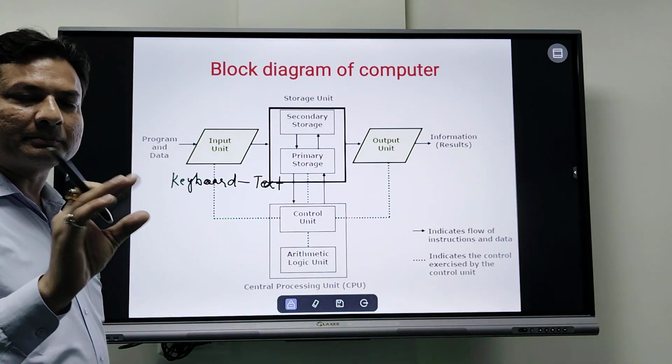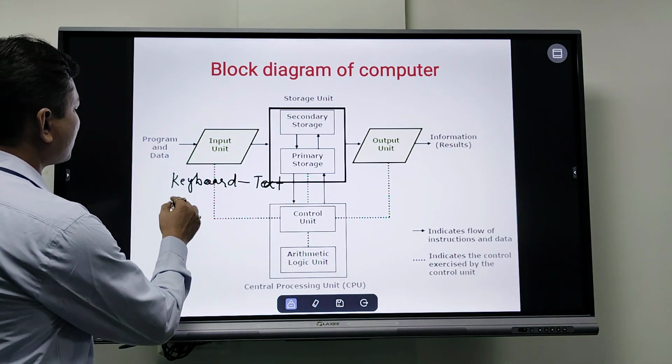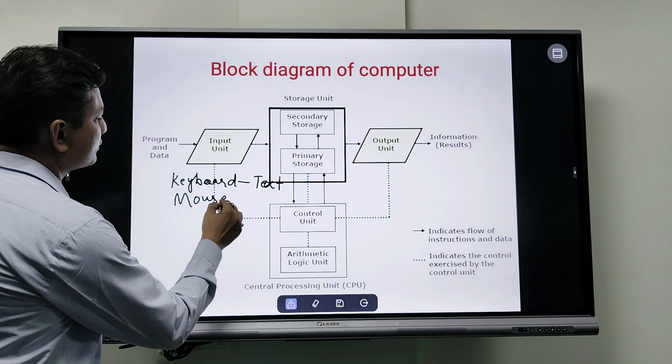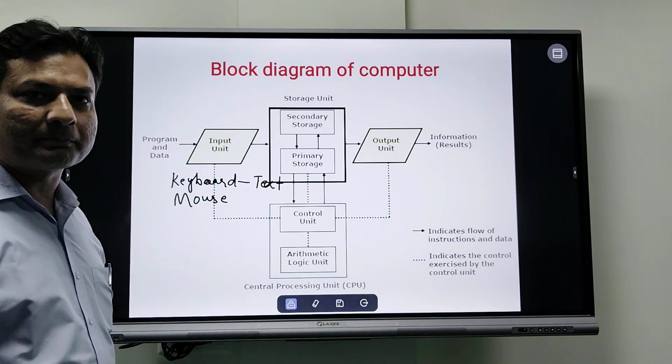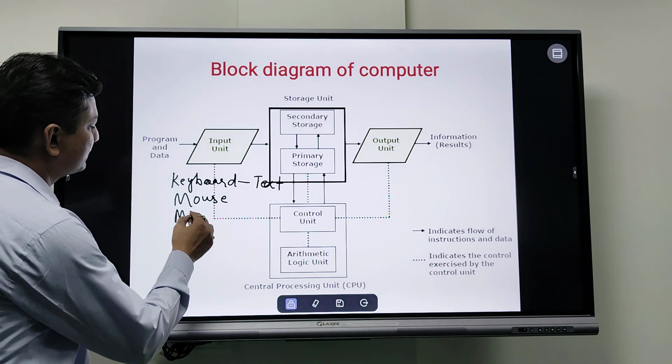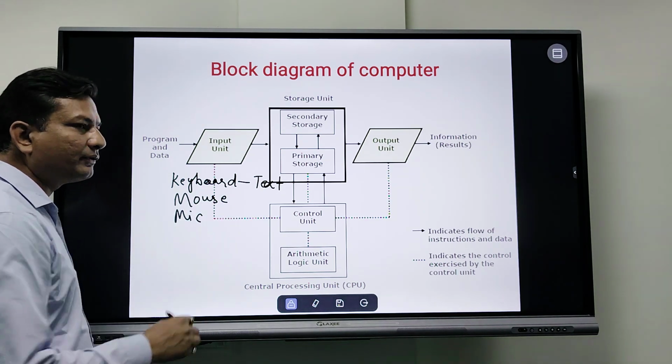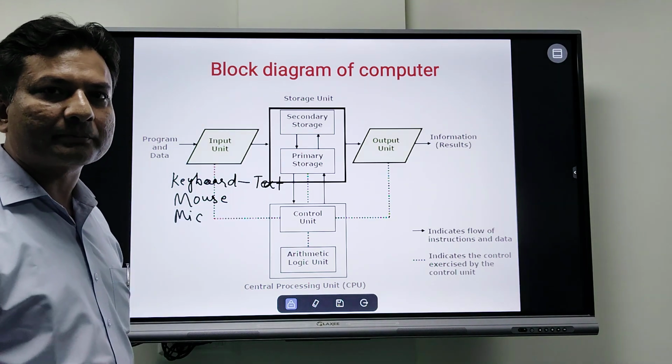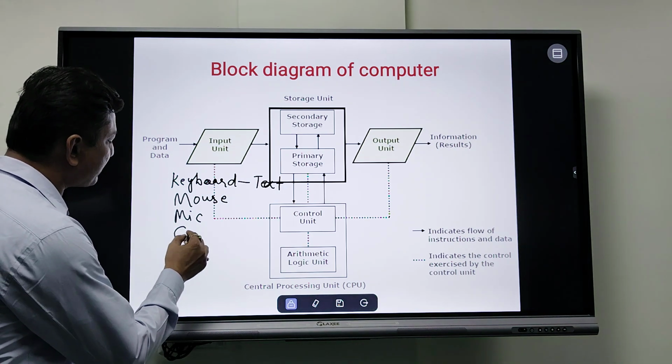To point at something on the computer, we can use a mouse. So the mouse is another input device. The next one is the mic. Through the mic, we can input voice inside the computer. The next one is the camera.